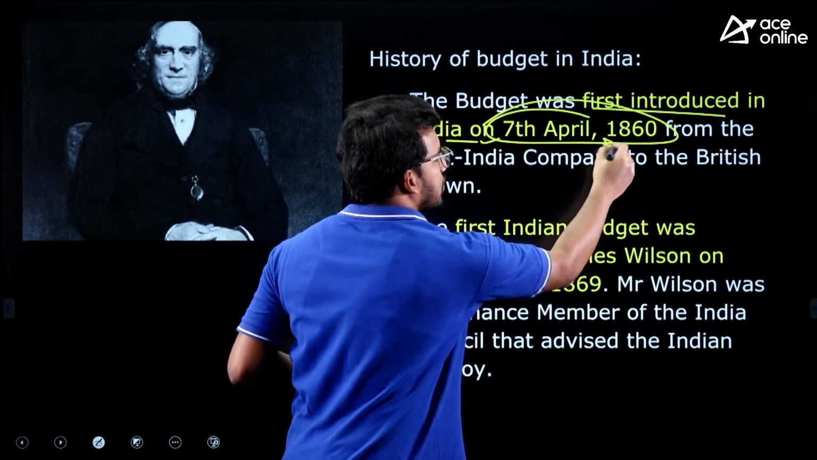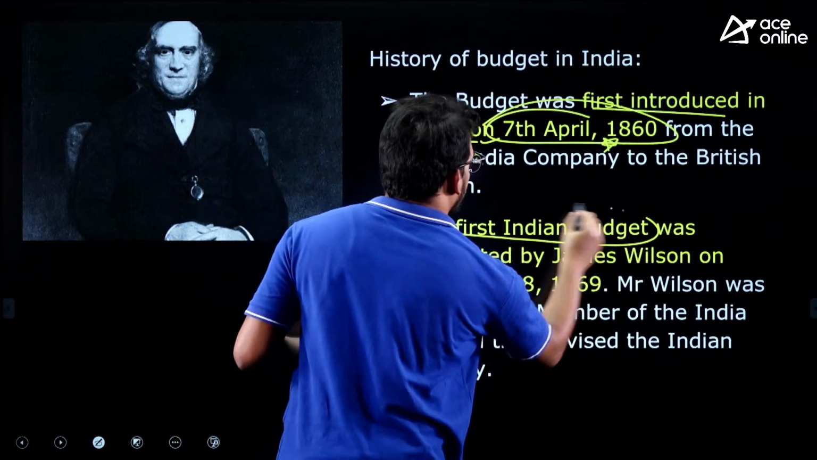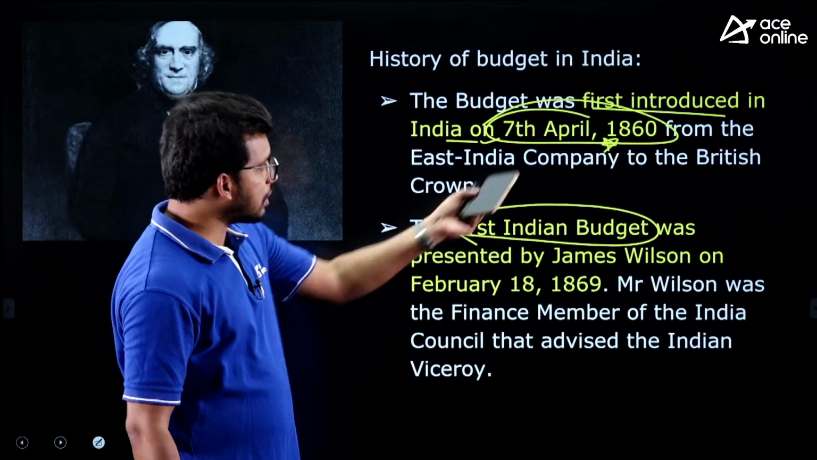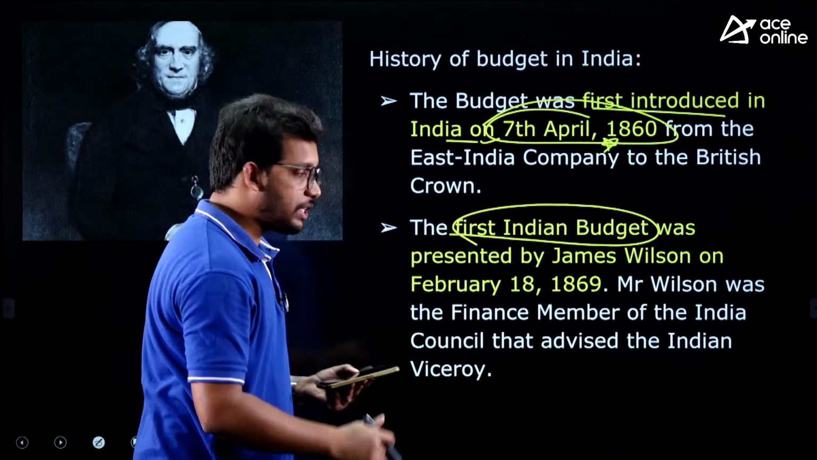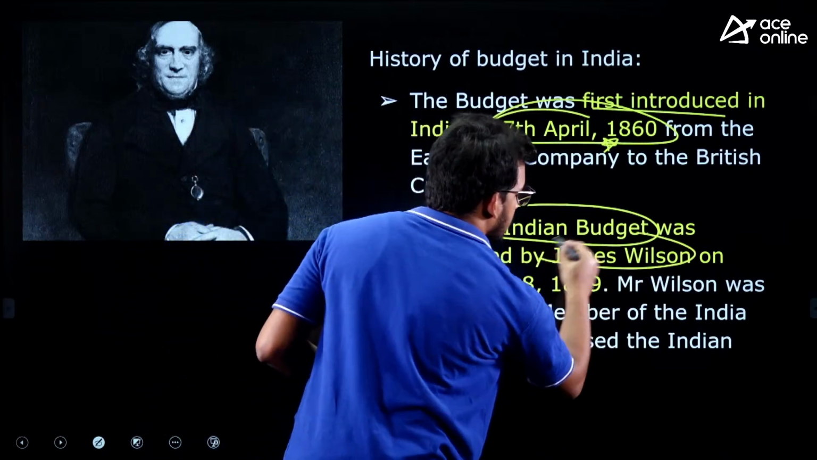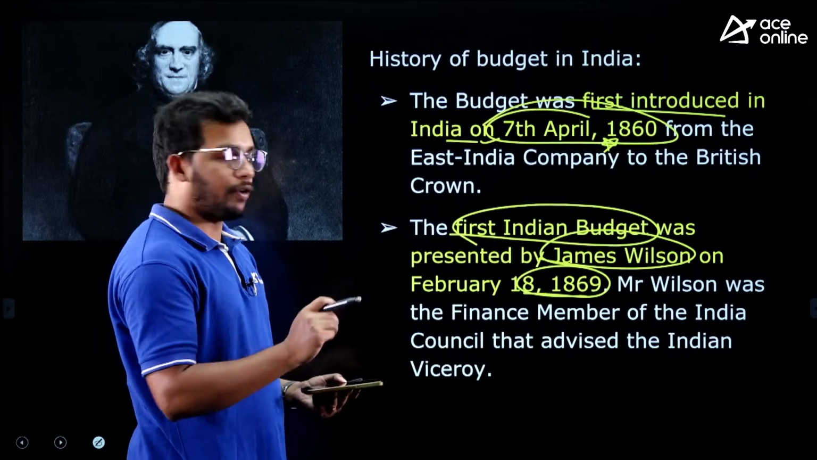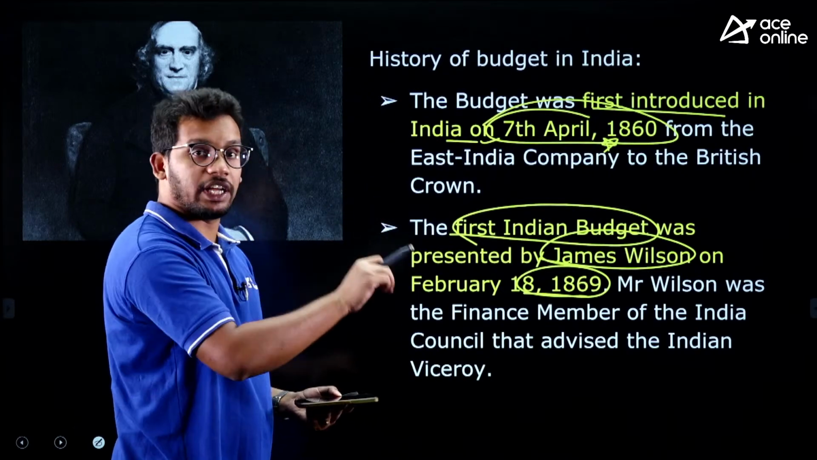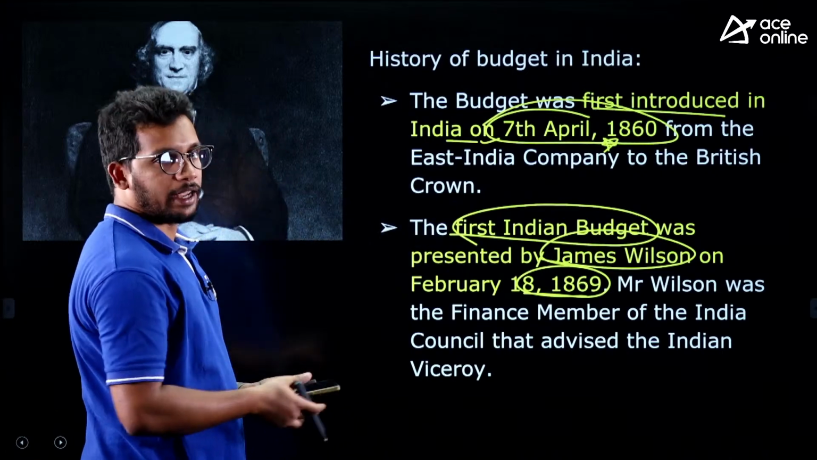So 1860 was the first year. You need to remember. Then the first Indian budget, that means in India. This was put in the UK, but this first Indian budget was proposed by James Wilson in 1869. So Wilson was the one who put the budget in India for the first time. But it is before independence, right? You keep an eye on that.